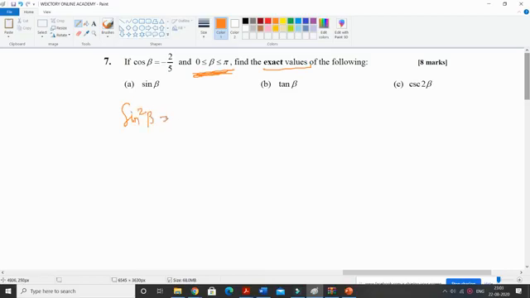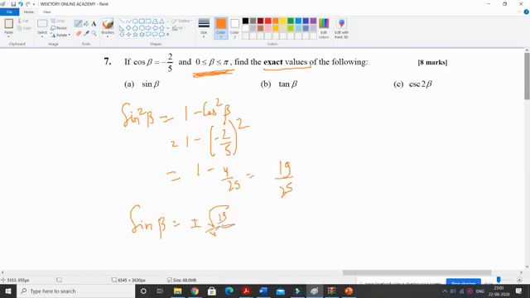We can write sin square beta is equal to 1 minus cos square beta. So 1 minus minus 2 over 5 whole square, which will give you 1 minus 4 over 25, which will give you 19 over 25. So sine beta, you will get plus minus root 19 over 5. But as it is lying in the second quadrant, sine has to be positive. So this is the answer.